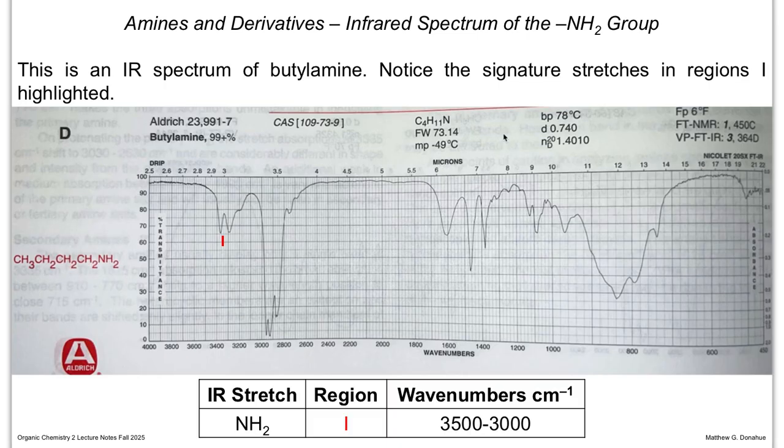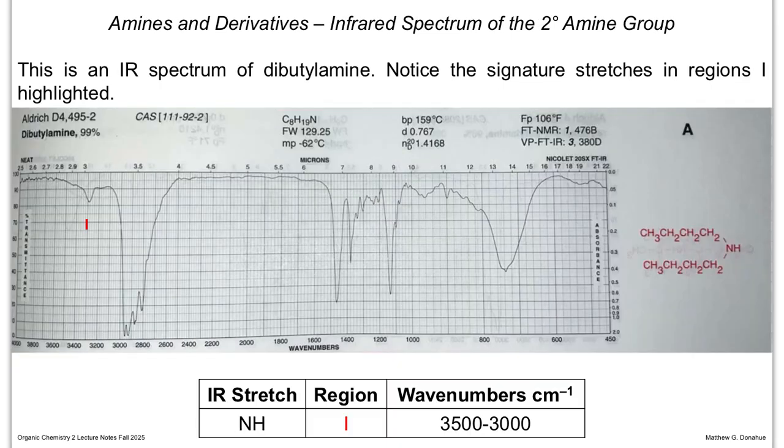And then as you move up in the class, this structure over here now is dibutylamine, so it's secondary. There's only one NH, and there's this little blip, which is not terribly diagnostic of saying, okay, I'm 100% confident that is a secondary amine.